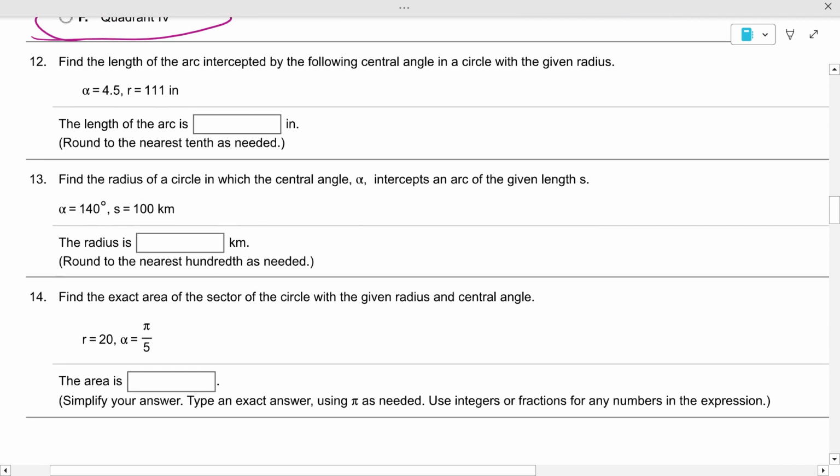Find the arc length. Is this in radians or degrees? Is 4.5 in radians or degrees? Radians. The Jesus fish kind of lets you know it's probably radians. And since there's no degree symbol on there, it's radians. So you take the radians times the radius. You just multiply those two numbers together. And if we round to the nearest tenth, what do we get?